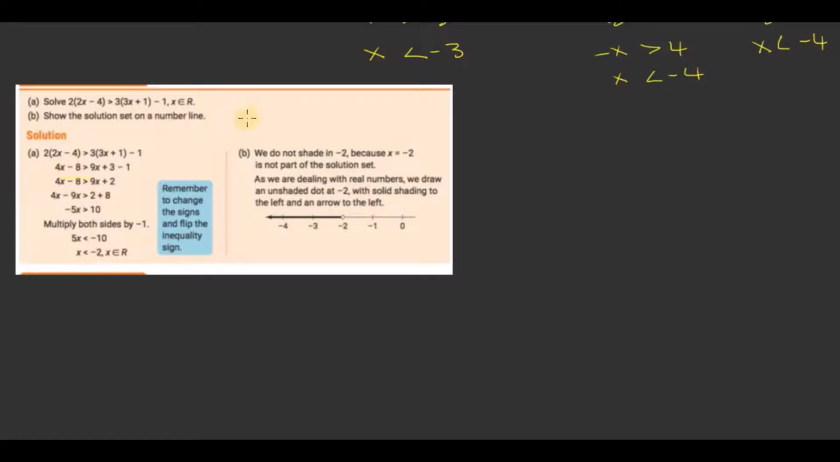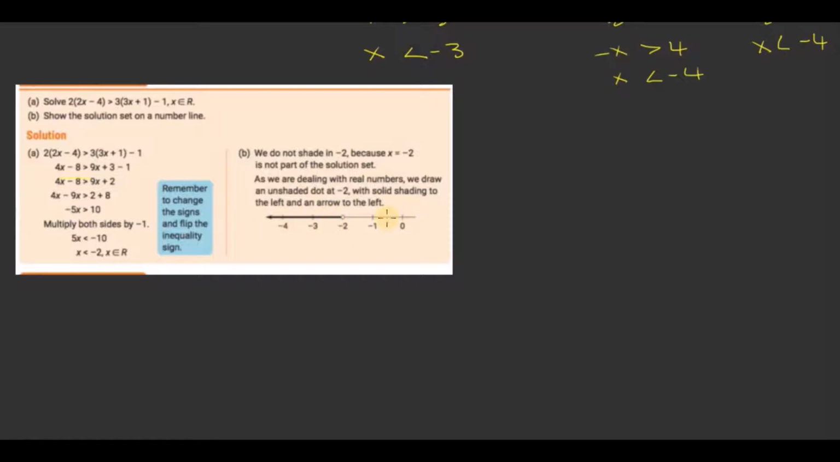Part B says show the solution set on a number line. So we draw a number line. We recognize that they're real numbers, and we know that x is less than -2. So you see this little circle. We don't shade in the -2 because we know that x is less than -2; -2 is not included. It's not part of the solution set. And then we draw our line here with the arrow going on forever, because x is less than -2, so it goes on this way forever.